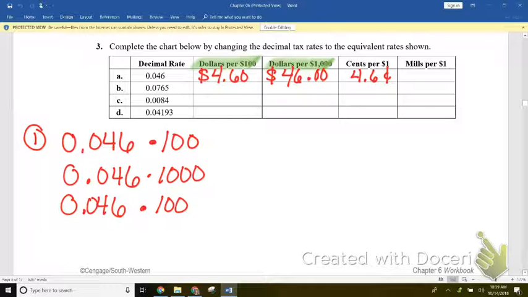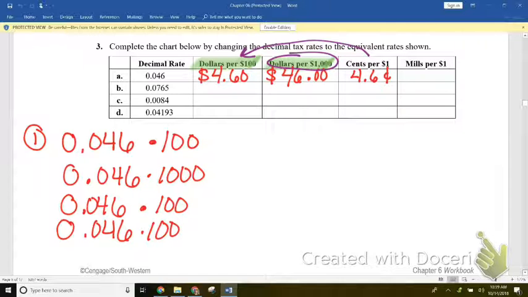Mills per dollar, that is actually equivalent to dollars per 1,000. Just as you may have noticed that cents per dollar is the same thing as dollars per $100. So if you wanted to calculate it directly, you would multiply the rate by 1,000, and you would still get $46, or in this case, 46 mills per dollar.